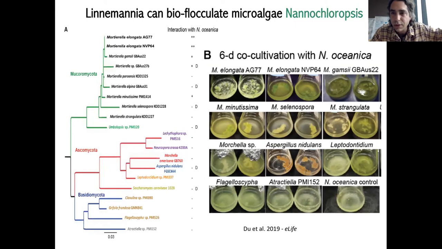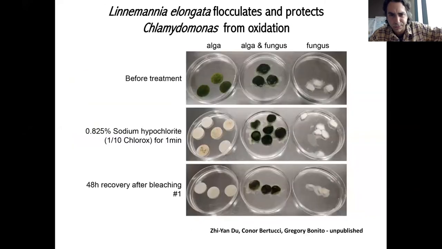And we'd known that flocculation is a big thing. So we wanted to see if Mortierella could help bioflocculate these microalgae. And sure enough, we found that some groups did, especially the Linnemannia clade was very effective. And you can see these hyphae kind of turn green when you put them in a jar with these algae. They flocculate to the fungal mycelium.